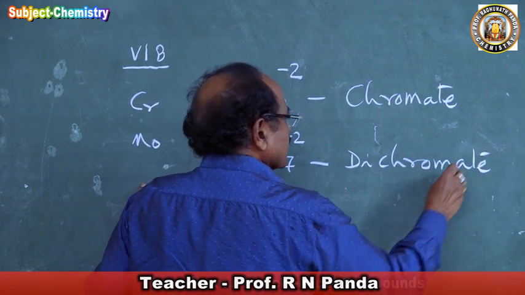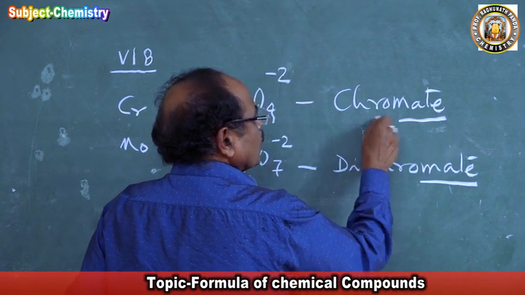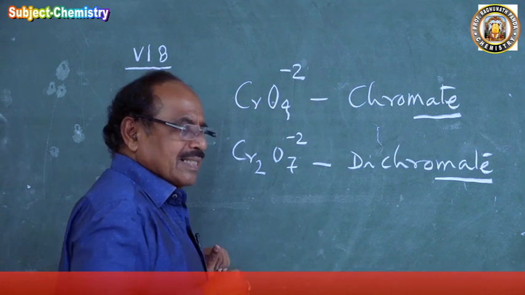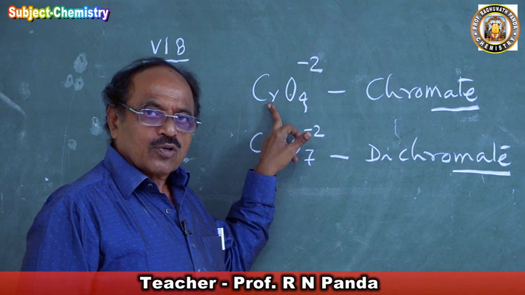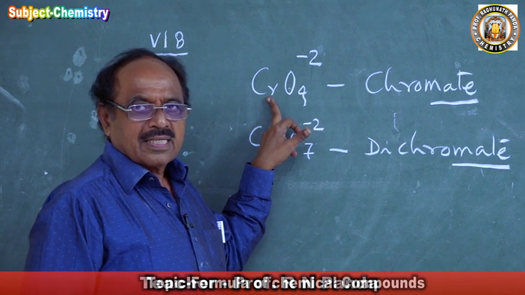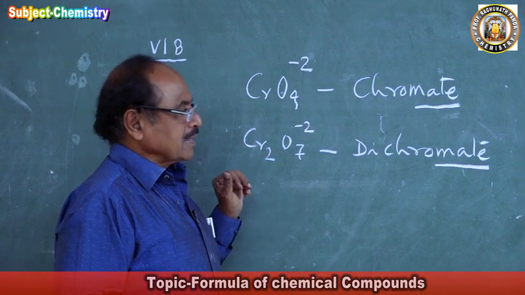So you see, here chromate and here also chromate. So why this? The question comes to my mind, why this? Now you calculate, you will find the valence state of chromium in chromate is plus 6, and the valence state of chromium in dichromate is also plus 6.